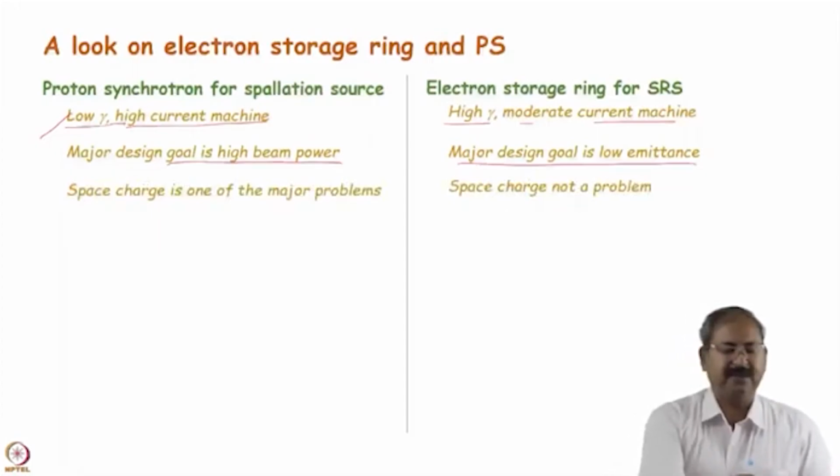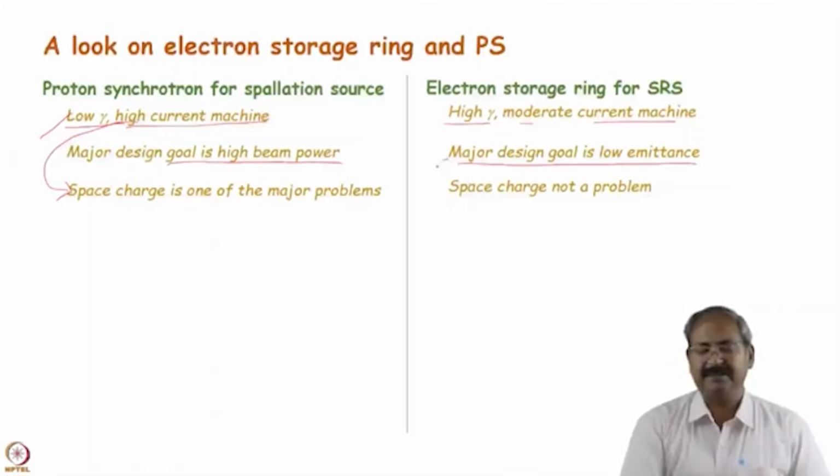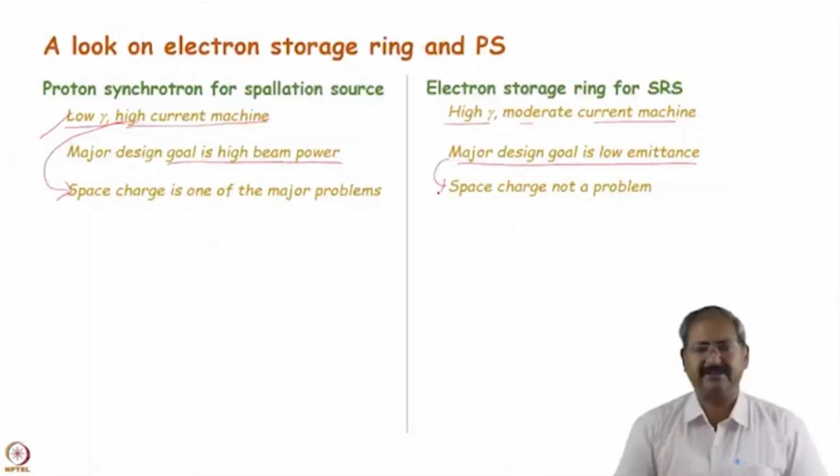Due to this low gamma and high current, we have a space charge problem which changes the tune of the machine. And not only the tune, it also changes the twiss parameters of the machine, meaning it changes the complete optics. The space charge problem is not an issue in the electron machine.